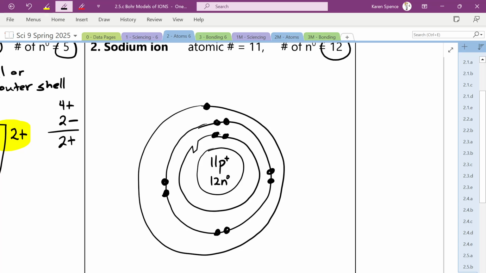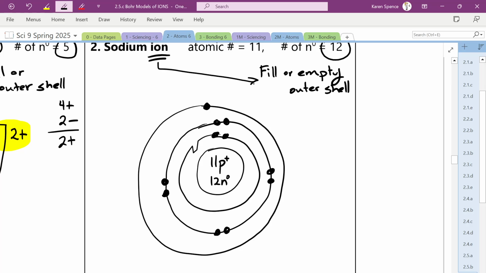Okay. So we need to now either fill or empty that outer shell. When we are forming an ion, we need to fill or empty the outer shell. In this one, are we going to fill it or are we going to empty it? We're going to empty it because there's just one. So we're going to get rid of that one. You can erase it or you can just cross it out.